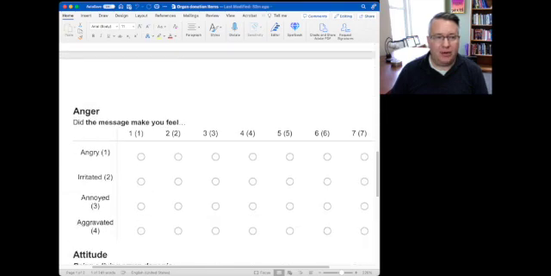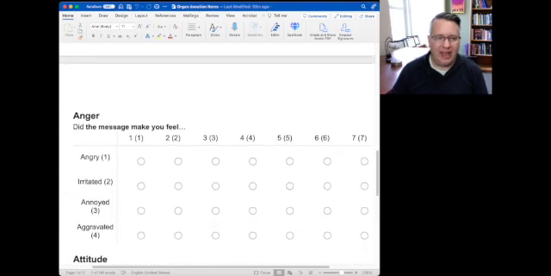And then we have anger. Did this message make you feel angry, irritated, annoyed, aggravated? So those are four items commonly used in the emotions literature to measure anger.